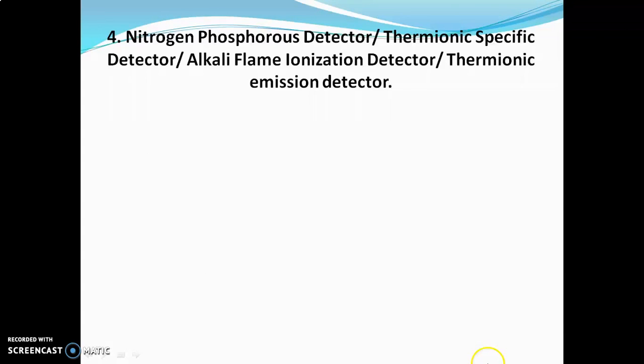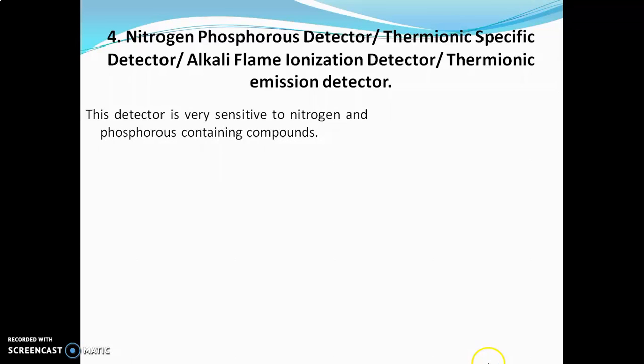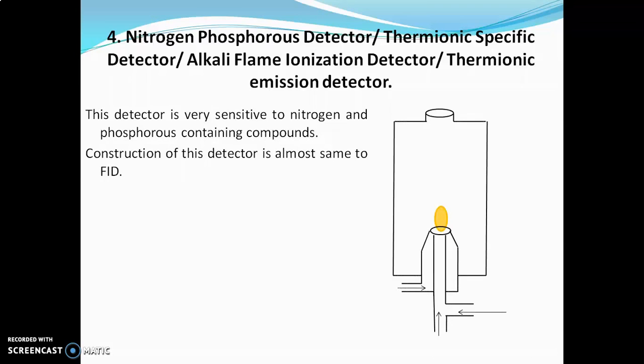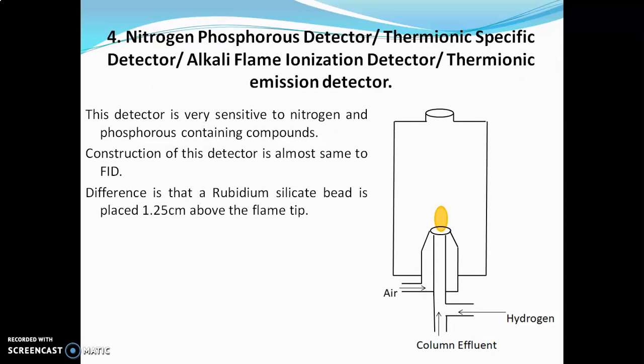Next is nitrogen phosphorus detector. It has many names. It is also known as Thermionic Specific Detector or Alkali Flame Ionization Detector or Thermionic Emission Detector. This detector is very sensitive to nitrogen and phosphorus containing compounds. Construction of this detector is almost the same as the flame ionization detector. It has a flame burning at the end of the column which is supplied with hydrogen and air.